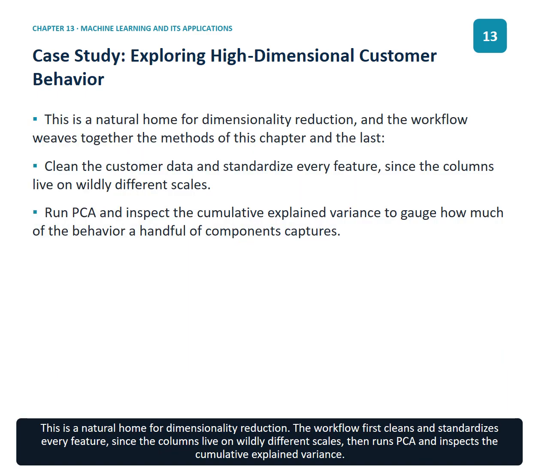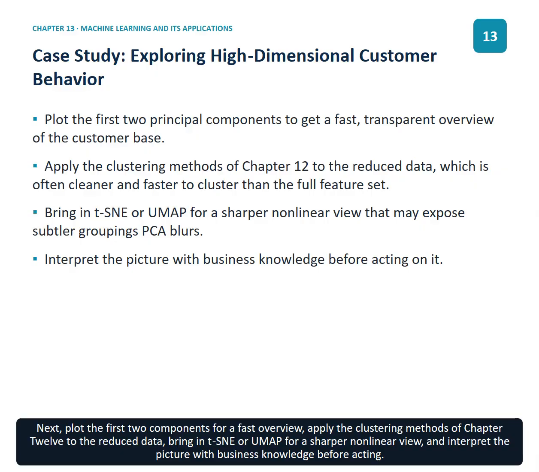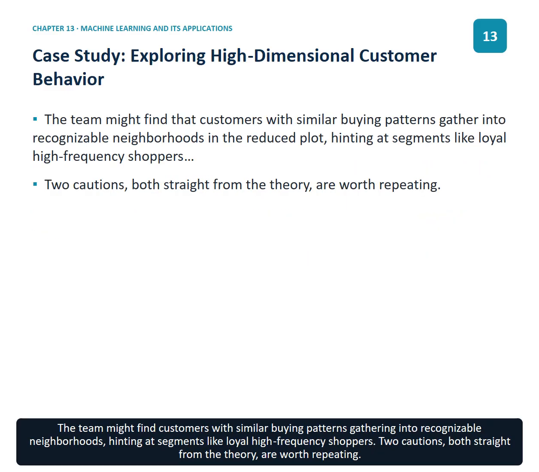The workflow first cleans and standardizes every feature, since the columns live on wildly different scales, then runs PCA and inspects the cumulative explained variance. Next, plot the first two components for a fast overview, apply the clustering methods of Chapter 12 to the reduced data, bring in t-SNE or UMAP for a sharper, nonlinear view, and interpret the picture with business knowledge before acting. The team might find customers with similar buying patterns gathering into recognizable neighborhoods, hinting at segments like loyal, high-frequency shoppers.